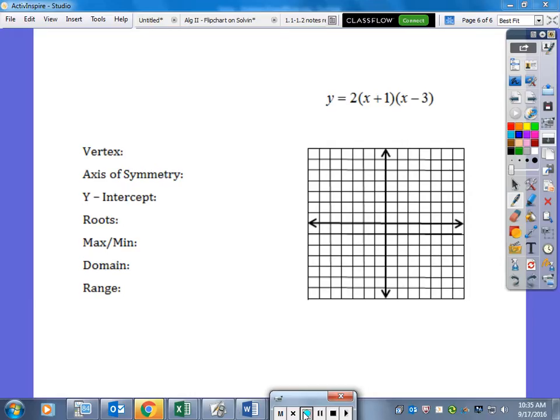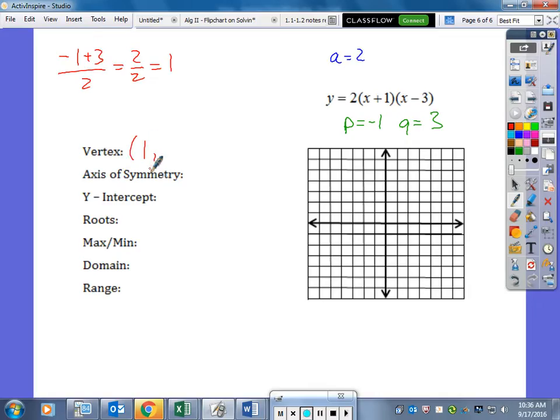In this example, a is equal to 2. I'm already going to make a note of that. p is equal to -1. Remember, we need to switch the sign of the numbers in the parentheses. And q is equal to positive 3. So then let's go ahead and find our vertex. -1 plus 3 divided by 2. In other words, 2 divided by 2 is equal to 1.